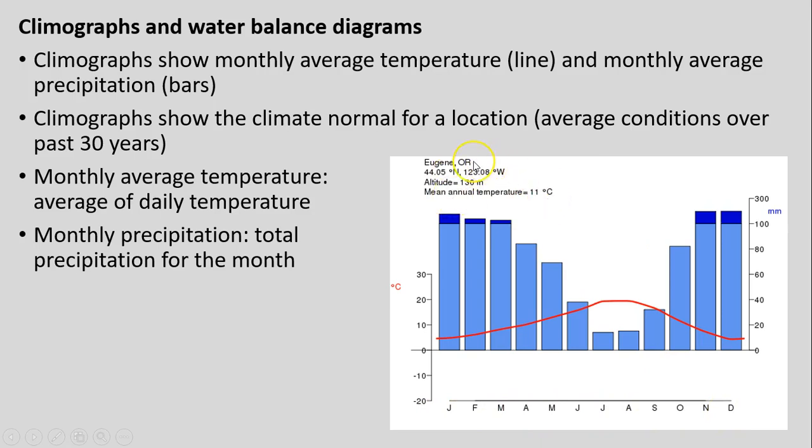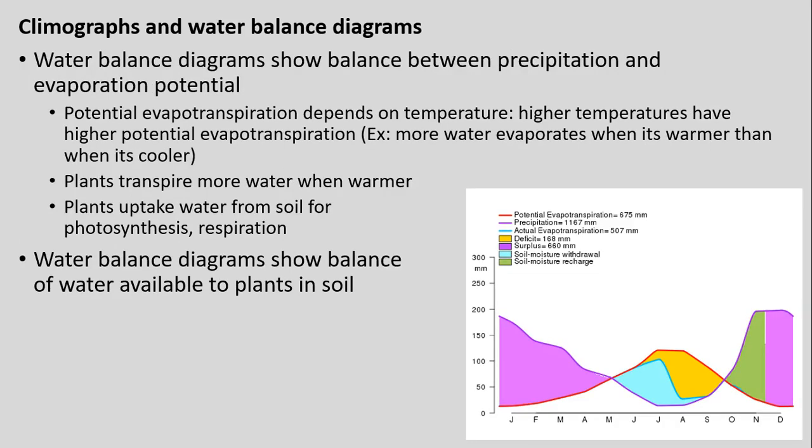And so we have our example here for Eugene. We can see this example showing these average conditions over 30 years, just as we've talked about with our climates, a climate normal for a location, usually based on an average of 30 continuous years together, although whatever exact 30 years those are can be variable. And so again, this is just showing that average of daily temperature and precipitation for a month in a graphical form that makes it easy for us to interpret instead of having to look through lots and lots of data over time.